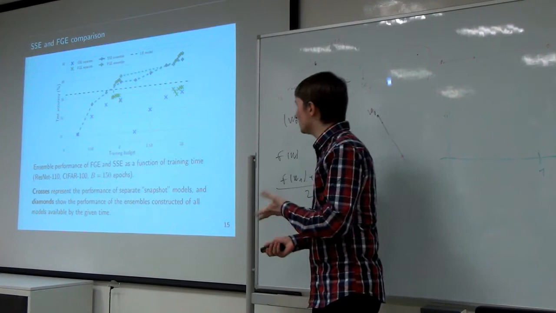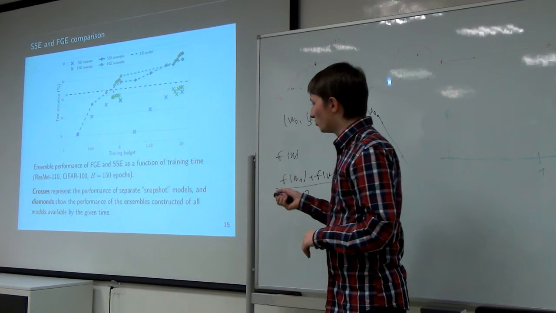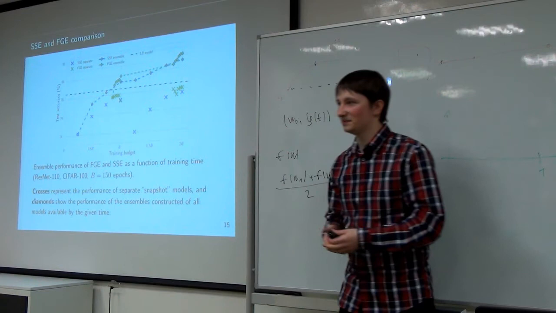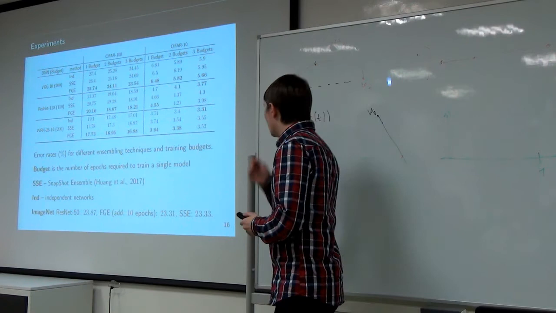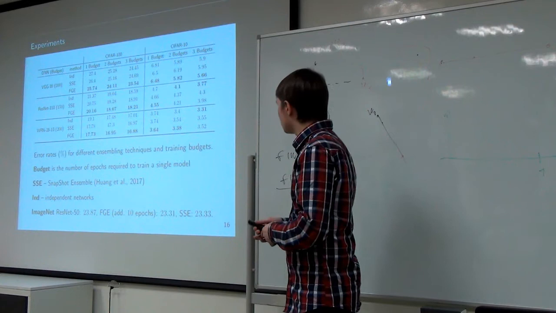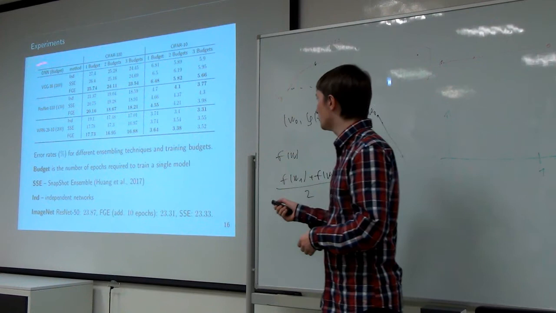Informally, we can say that these points are not as diverse as two independently trained networks. Yes, I understand. So here are the experimental results. We experiment on a variety of architectures for different training budgets. We compare with an ensemble of individually trained networks.